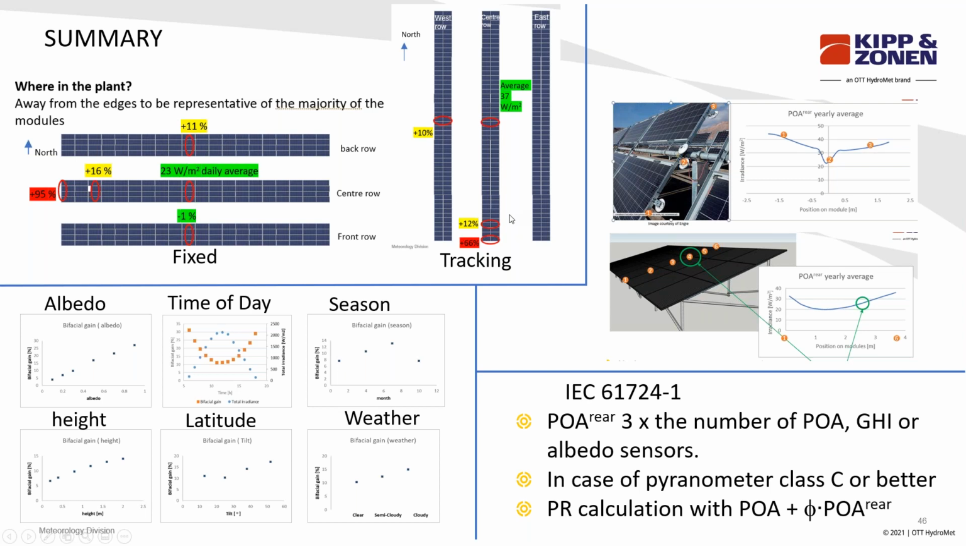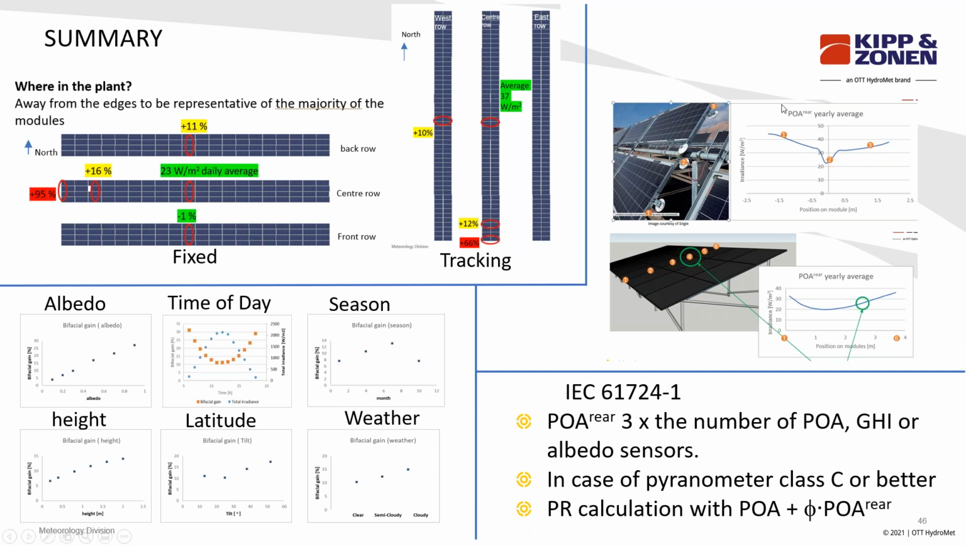And for a tracking plant, the result is fairly similar. Stay away from the edges, as then you would be measuring way too much irradiance on the rear side, and it would impact your performance ratio. So you would get a lower performance ratio than the actual performance ratio should be. And also stay off the westernmost or easternmost row, as this would also impact your measurement.